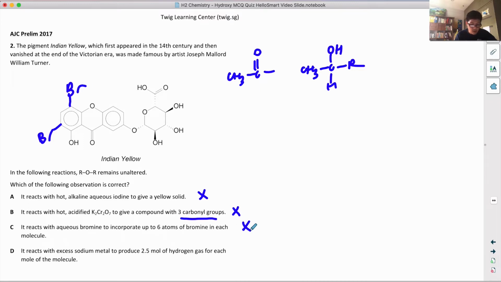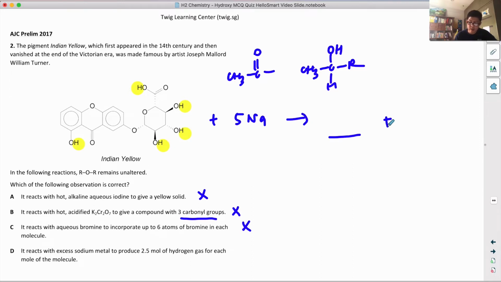It reacts with excess sodium metal to produce 2.5 moles of hydrogen gas. So where would all the hydrogen come from? The hydrogen will come from these places. There's an H from here: 1, 2, 3, 4, 5. Which means it will react with sodium, 1, 2, 3, 4, 5. So you react with 5 sodium, and you get the salt.